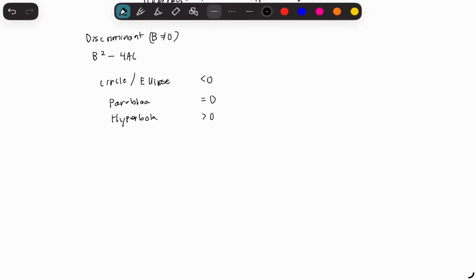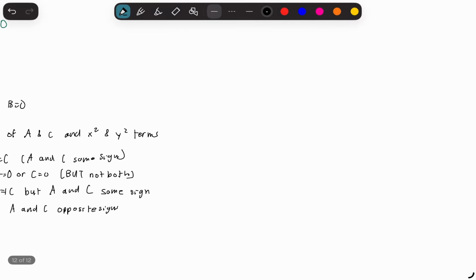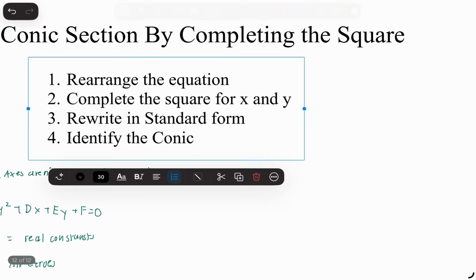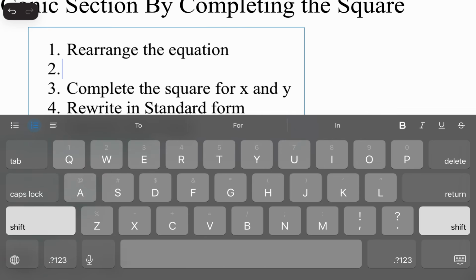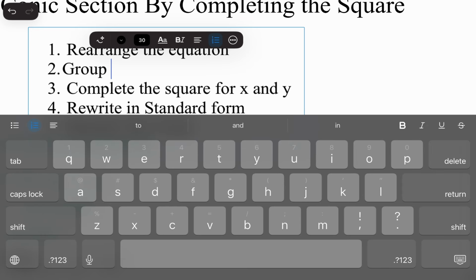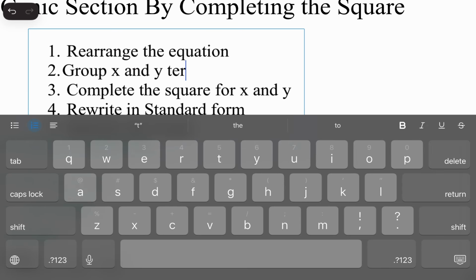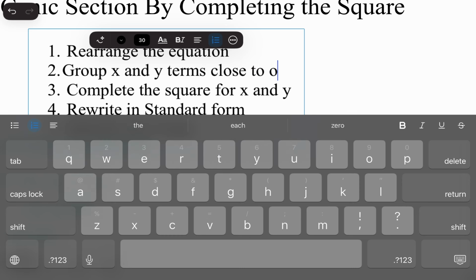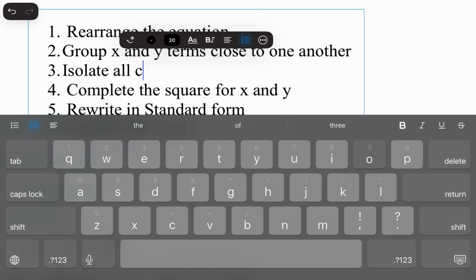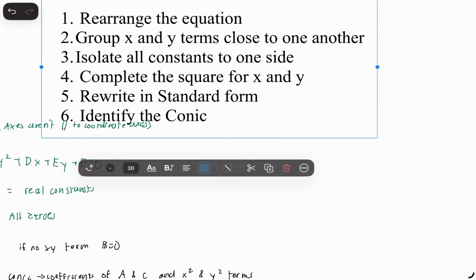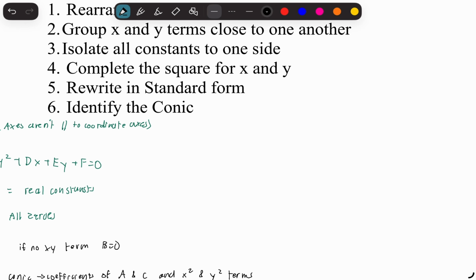Now, your general form can often be converted to a standard graphable form by grouping the x and y terms and completing the square. Before you complete the square, you have to group your x and y terms close to one another, and you should also isolate all constants to one side. So let's show this in action.